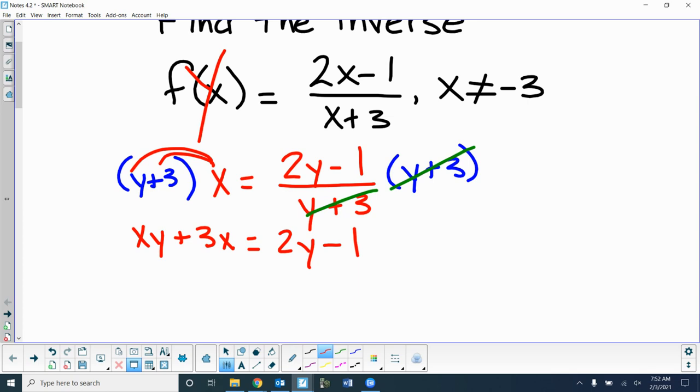Remember, my goal is to get y by itself. I have one on each side. So I'm going to get the y's on the same side and everything else on the other side. I can take the xy over there, I can take the 2y over here, it doesn't matter. I'm just going to move this 2y. So how do I move that to the other side? Now I subtract it. You guys know the rules for solving equations, right?